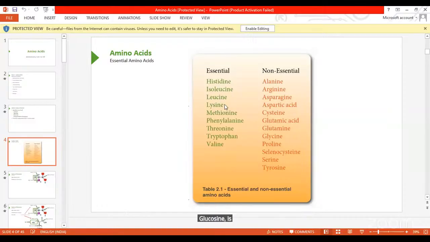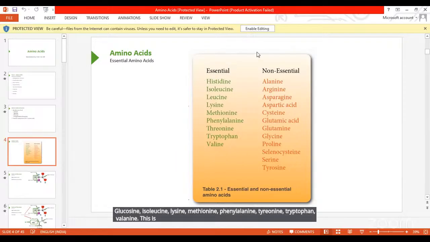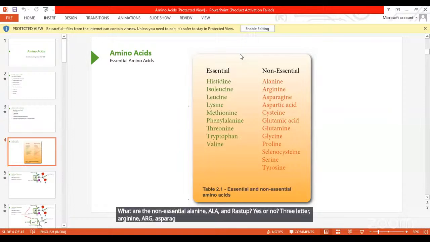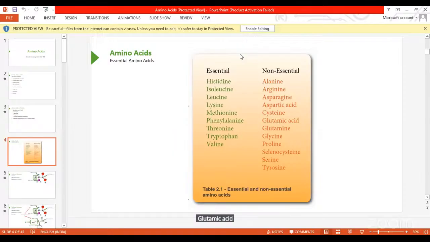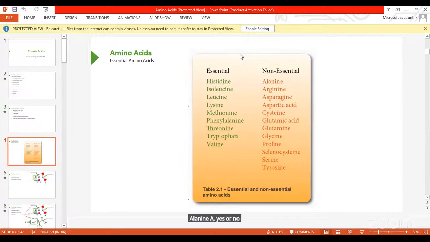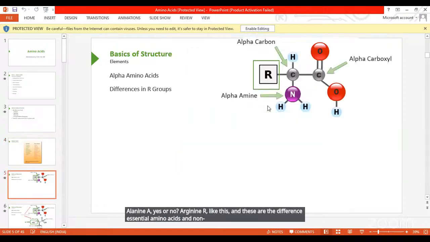Leucine, isoleucine, lysine, methionine, phenylalanine, threonine, tryptophan, valine. These are the essential amino acids. What are the non-essential? Alanine, ALA. Yes or no? 3 letter. Arginine, ARG. Asparagine, ASN. Aspartic acid, ASP. Cysteine, CYS. Glutamic acid, GLU. Glutamine, GLN. Glycine, GLY. Histidine, HIS. Like this. These are the 3-letter abbreviations. 1 letter: alanine A. Arginine R, like this. And these are the different essential and non-essential amino acids.